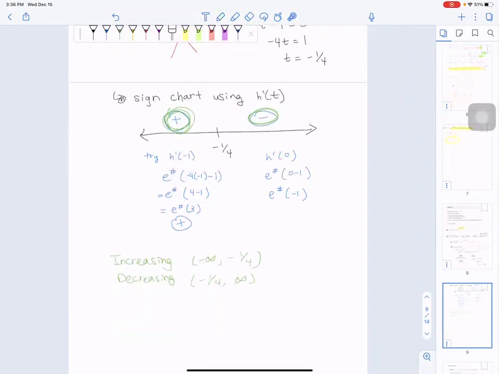And now you can imagine the graph. If your slope is increasing here and decreasing there, that gives you a maximum. So we have a max at x equals -1/4. Any questions on that part?